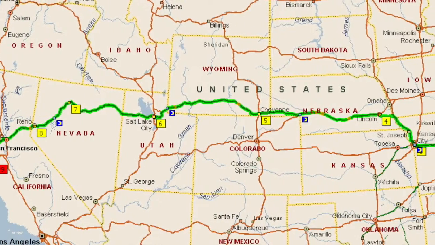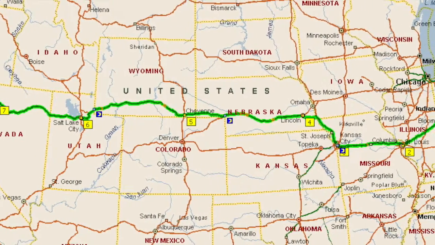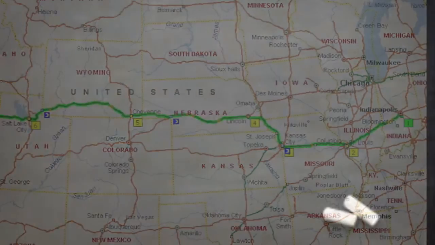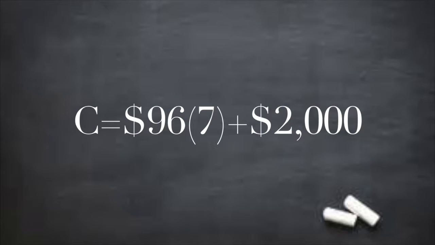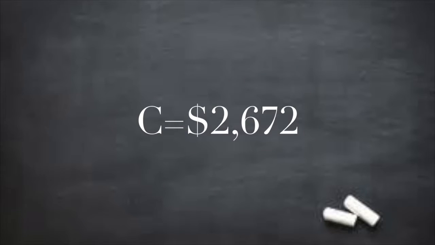So if the second leg of my trip was 7 days long, I can use my linear equation to find out just how much my expenses were. So I have C equals 96D plus 2,000. So I plug in my 7 for my D for days and solve for C. So I do 96 times 7 plus 2,000, and I find out my total cost for 7 days of travel was $2,672.